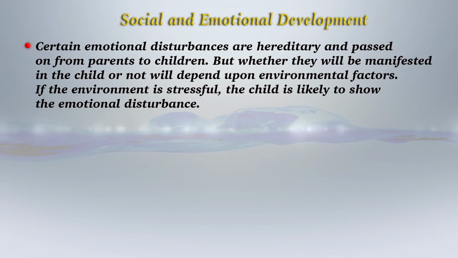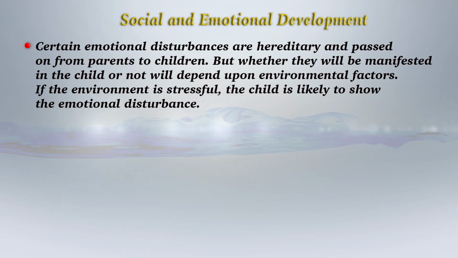Now certain emotional disturbances are also hereditary and they are passed on from the parents to the child. But whether once again this will be manifested in the child or not will depend upon the environmental factors. For example, the tendency for depression. If the child finds an environment which is peaceful, conducive, tension free, that tendency towards depression may not be manifested in the child. On the other hand, if the environment is a source of stress, then that tendency towards depression could become manifest. So it works in both the ways.